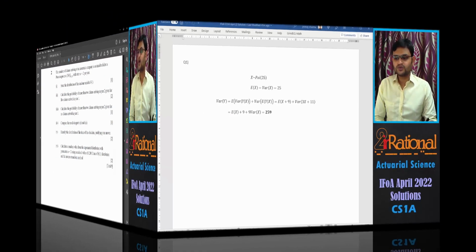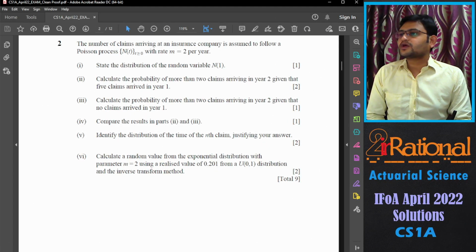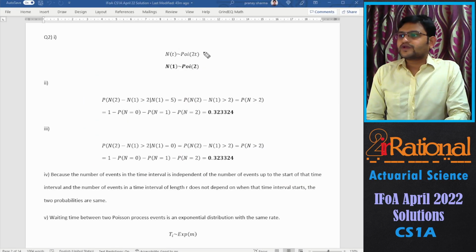Let's see question number 2. The number of claims arriving at an insurance company is assumed to follow a Poisson process with rate m equals 2 per year. State the distribution of the random variable N1. And second, calculate the probability of more than 2 claims arriving in year 2 given that 5 claims arrived in year 1. So we'll say NT would follow Poisson 2T, where N1 will be nothing but Poisson 2.